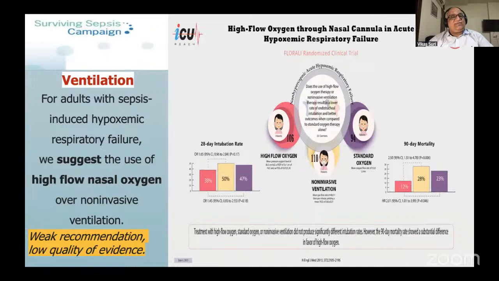So what does the Surviving Sepsis Campaign suggest? It suggests use of high flow oxygen over non-invasive ventilation if hypoxemia is present. This was the FLORALI trial, in which though the 90-day mortality was the same, there was substantial difference in patients who had used the HFNC as compared to non-invasive ventilation. So HFNC is preferred nowadays over non-invasive ventilation in patients who have a hypoxemic respiratory failure.